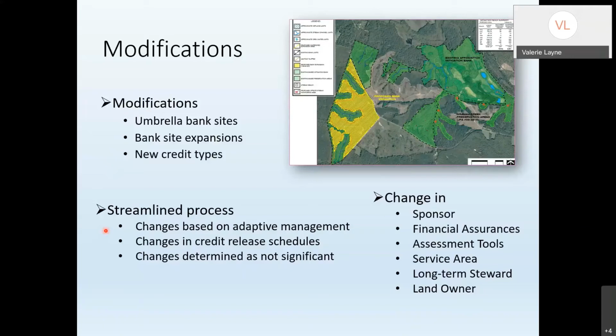And then other changes that MRT should be aware of, and bank sponsors too, that happen are change in sponsor and change in landowner. The very last one here, the change in landowner, that's starting to happen more and more, as banks are aging and property owners are selling properties and or leaving property to their heirs. There are new landowners that are taking on these, and it's important to make sure that they understand what it is they need to do.